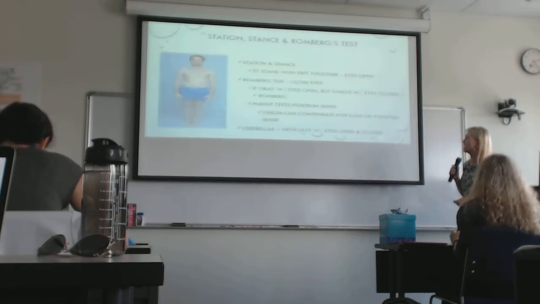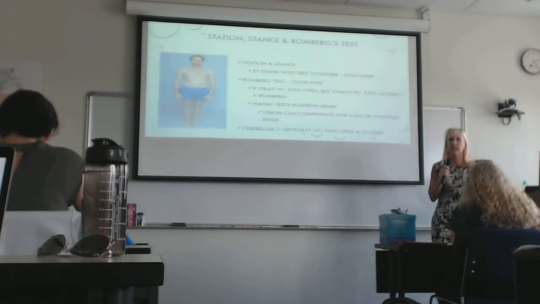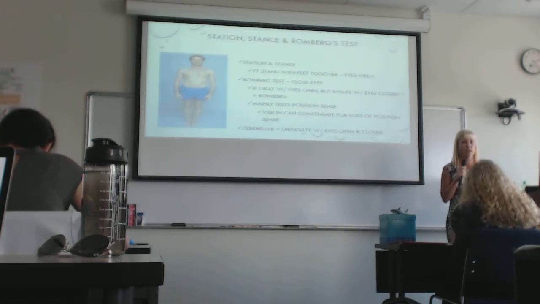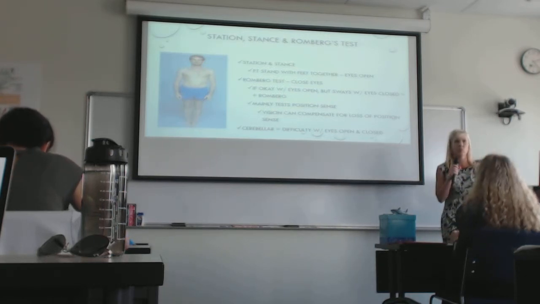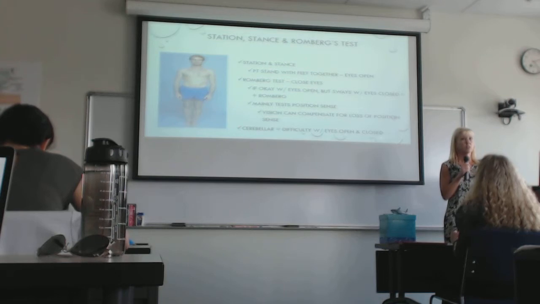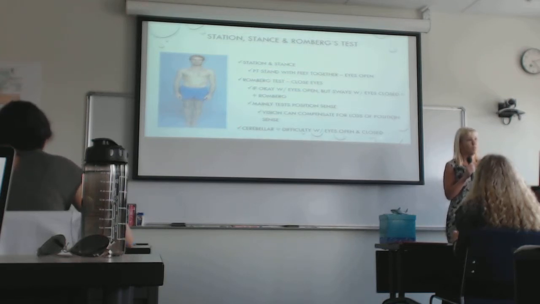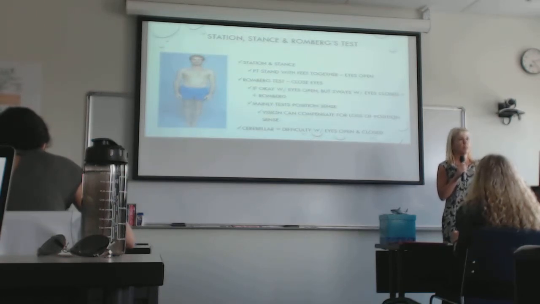For station and stance, you want to watch them walk. For Romberg sign, you're going to have them close their eyes. Sometimes you can have them put their palms out, but in theory they should just be able to stand there. Feet should be straight together, knees should not be locked, and you have them stand there and just relax.